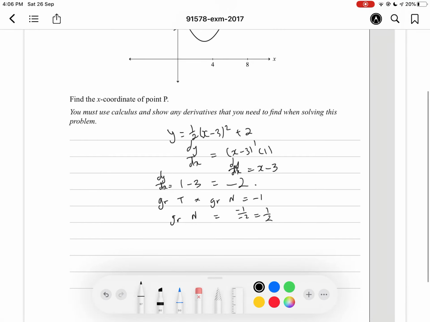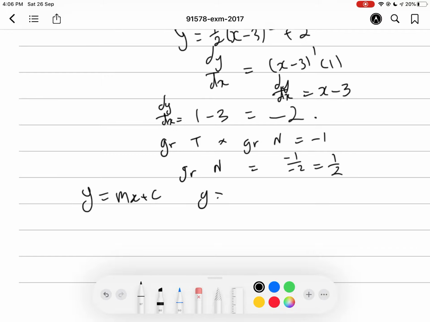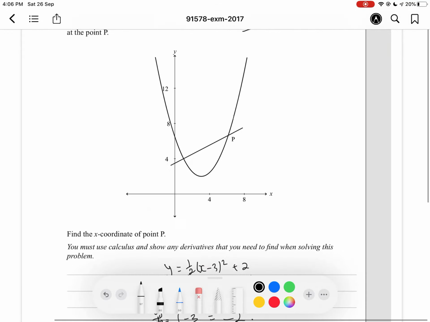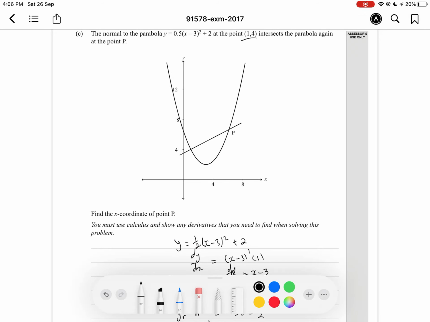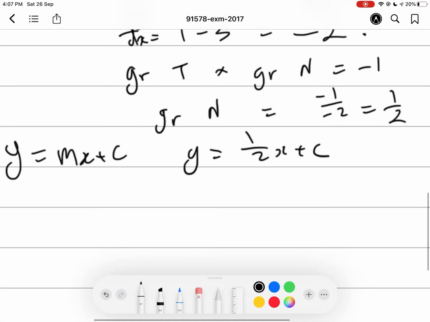So we can set up our linear equation. That's y equals mx plus c, and we know that m equals 1/2, so that's our gradient. y equals half of x plus c, and we know that it will intersect the parabola at 1, 4. So therefore, we can substitute that point in. So we can say 4 equals 1/2 times 1 plus c.